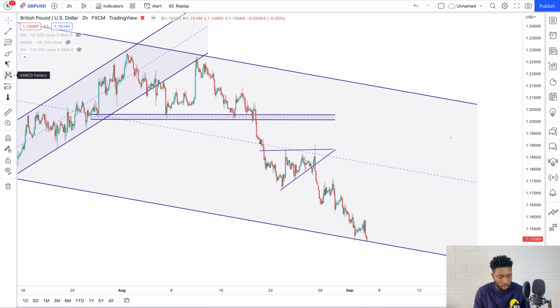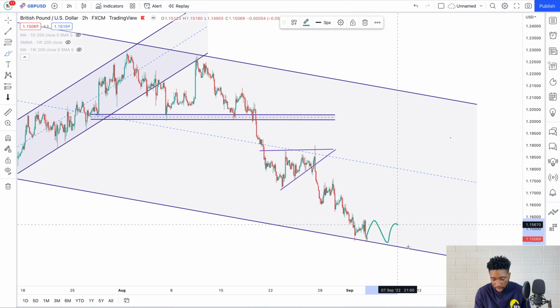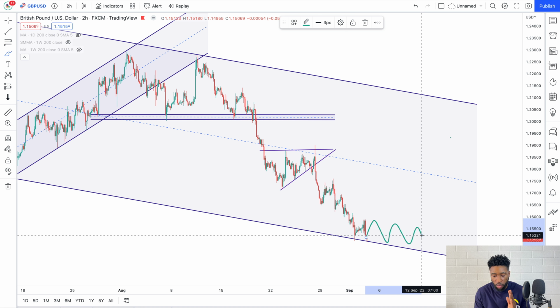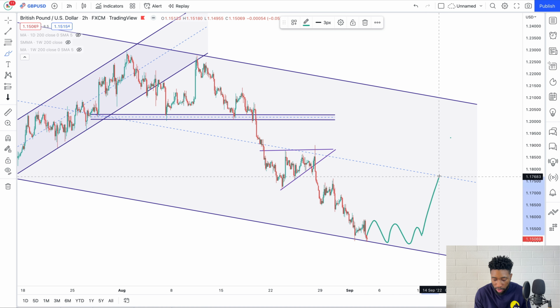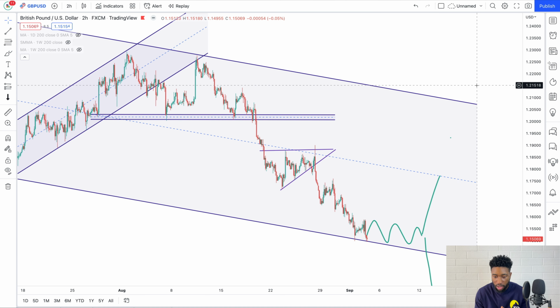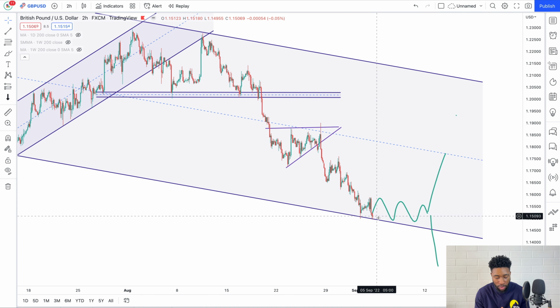I believe we're going to get some sort of consolidation, something like this. Then we're just going to wait for where we are going to get the breakout. We might get a bullish breakout indicating that we're going higher, or we might get a bearish breakout indicating that we're going lower. This is what I'm going to watch out for in order to actually take any trade on GBP USD.